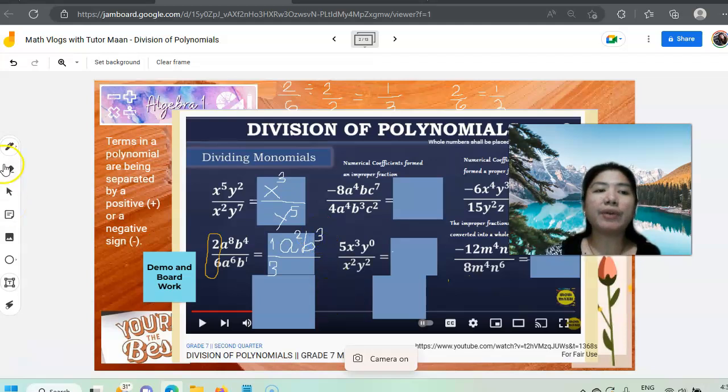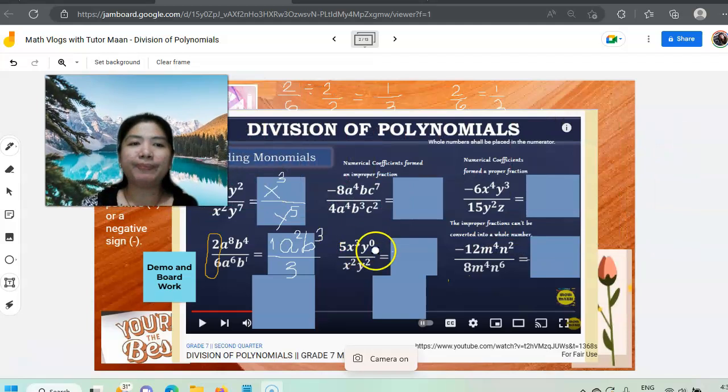Okay, and then we can arrange our final answer. We place 3 in the middle of the denominator part. Okay, so let's move on to the next example.